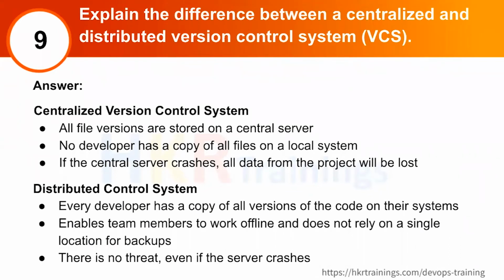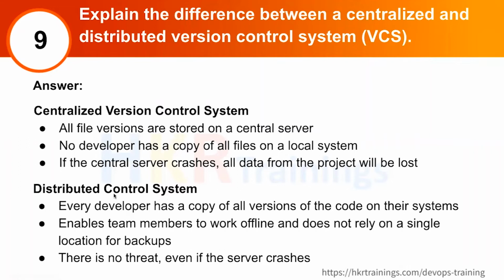In the centralized version control system, all file versions are stored on a central server. No developer has a copy of all the files on a local system. If the central server crashes, all data from the project can be lost. The example of this centralized version control system is Git. We use Git in most of the current existing version systems like GitLab, GitHub, Bitbucket. All these are using a centralized version control system. The backend is Git.